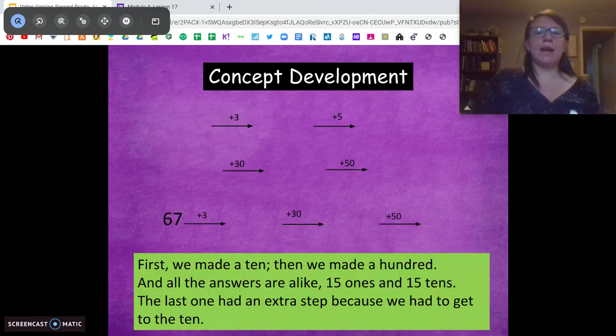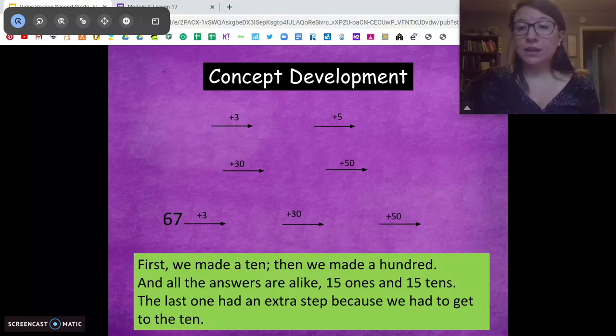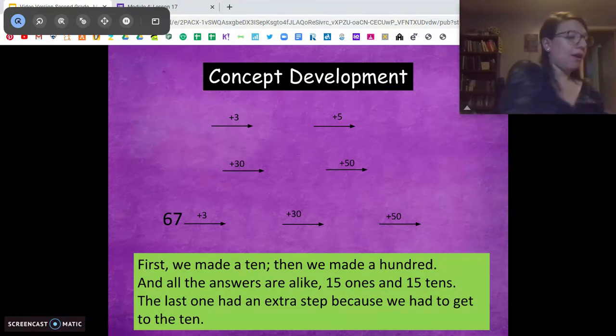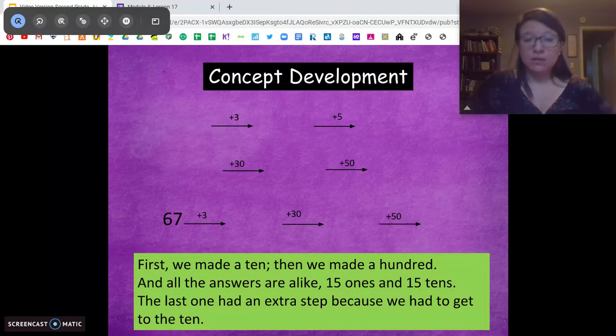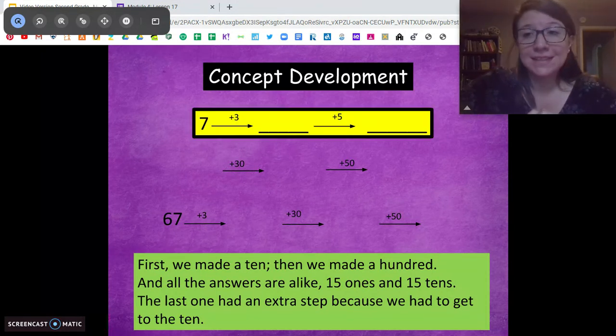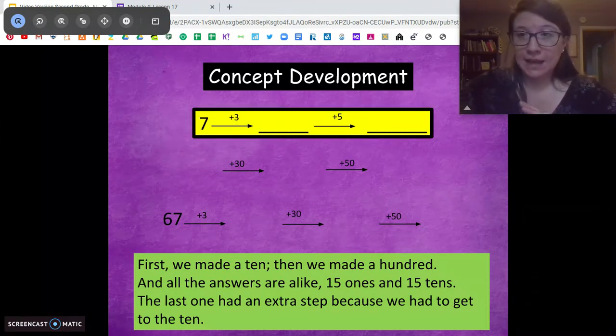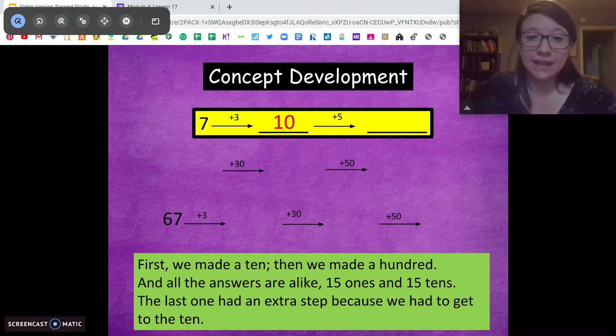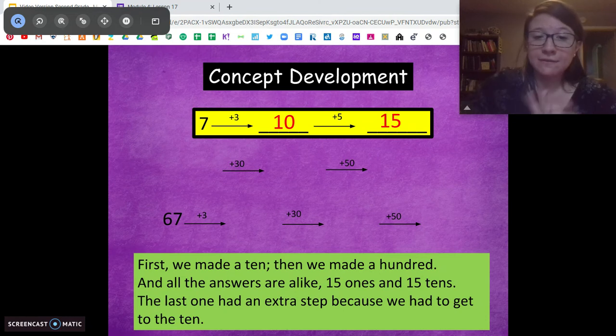190. Beautiful. Okay, so this is going to be in your exit ticket today. We're going to work through the arrow method to add. So our first step with the arrow method is going to be to make a 10. So for this first problem, we're going to start at 7. How many do we need to make a 10? 3 more. Good, and that's going to get us to 10. Then we're going to add those 5 more on, and that's going to get us to 15.